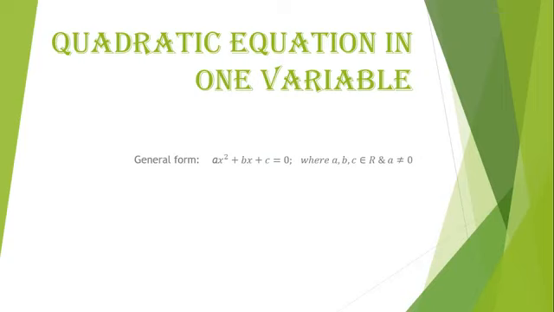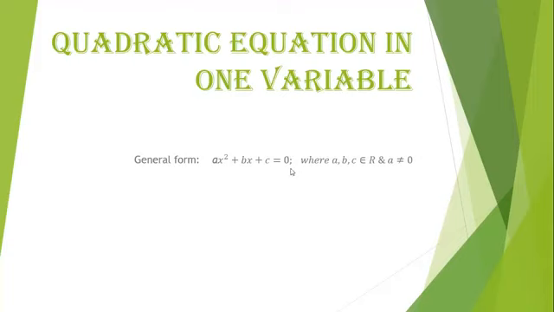As for example, the general form of the quadratic equation is ax square plus bx plus c equal to 0, where a, b, c belong to real numbers and a is not equal to 0. If a is 0, the ax square term will become 0. Only bx plus c equal to 0 is left.